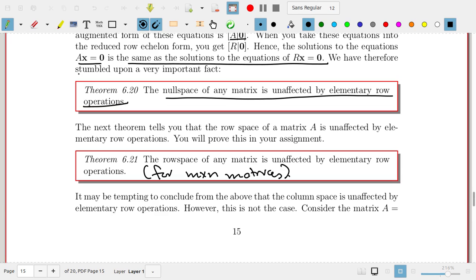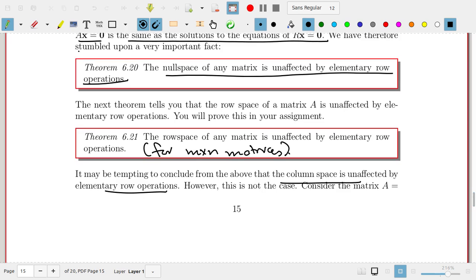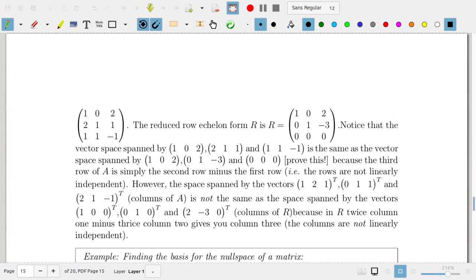Now, it may be tempting to conclude from the above that the column space is unaffected by elementary row operations. However, that is not the case. Consider the matrix A, which is given by 1, 0, 2, 2, 1, 1, 1, 1, minus 1. So the RREF is this.